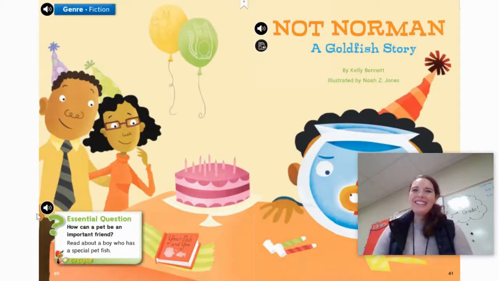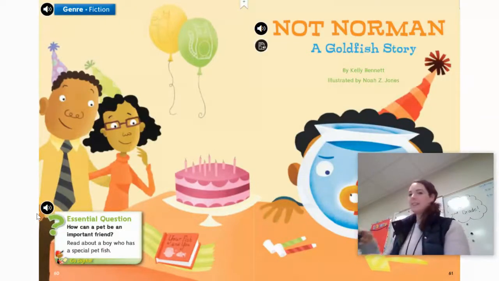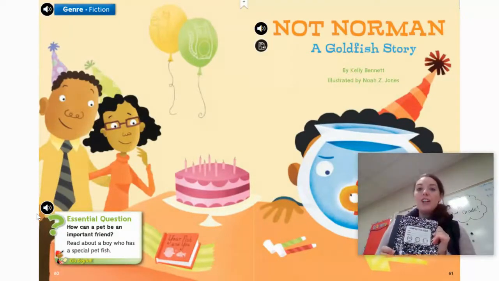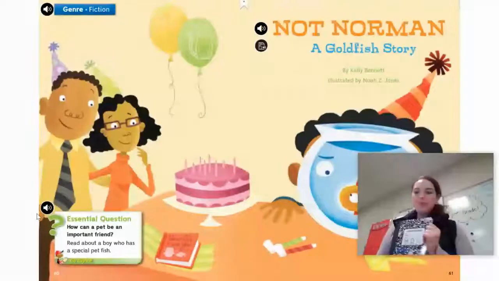Hello, second graders. Yesterday we read Not Norman, a goldfish story. And I told you to be thinking about who the characters were, what the setting was, and any important events from the story. Today we are going to use our composition notebook to talk about the character, setting, and events for this story.